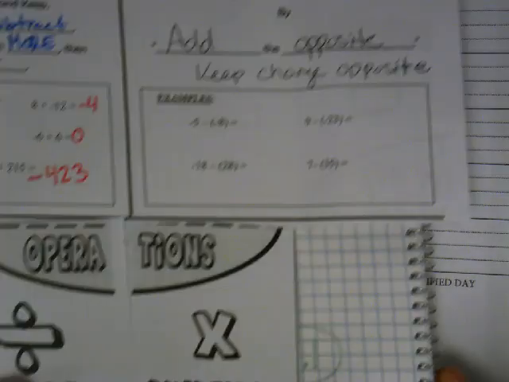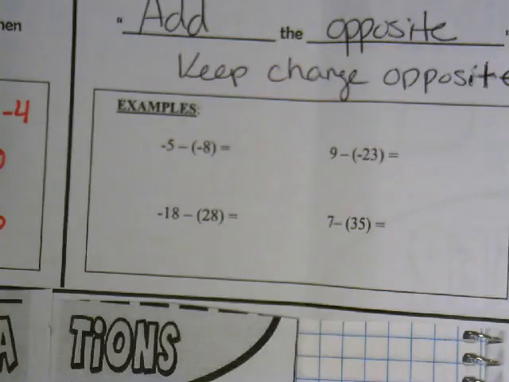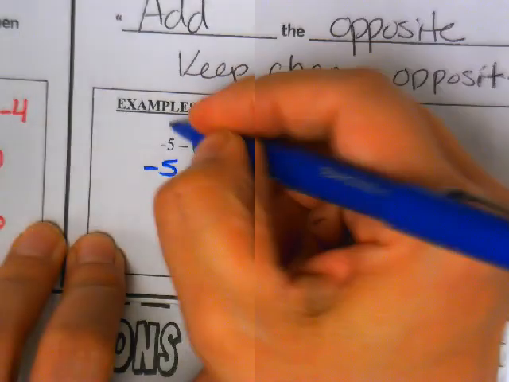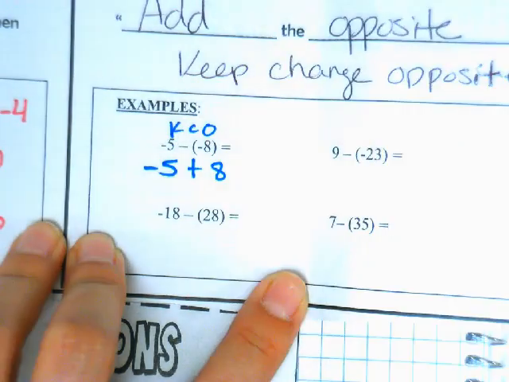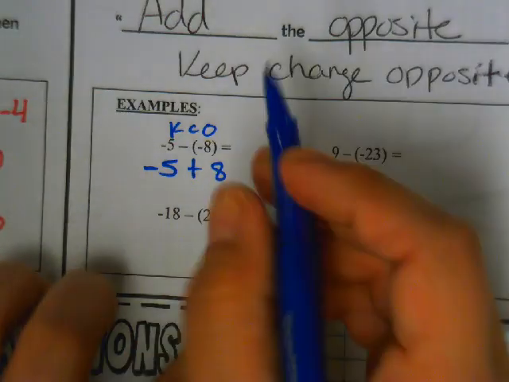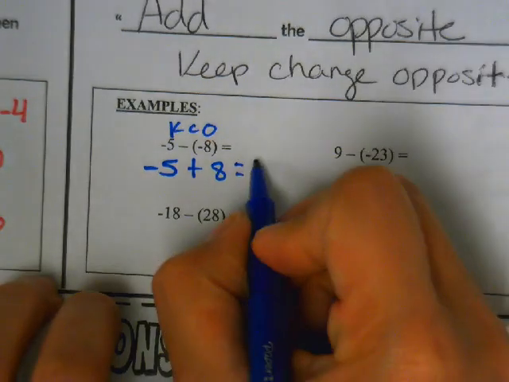Okay, Heel, tell me how to rewrite the first problem. It's negative 5 plus 8. Negative 5 plus 8. Keep, change, opposite. So now you have negative 5 plus 8. And what is negative 5 plus 8? 3. Good.